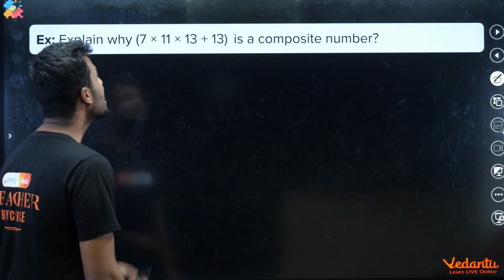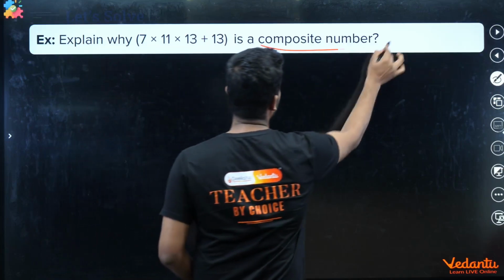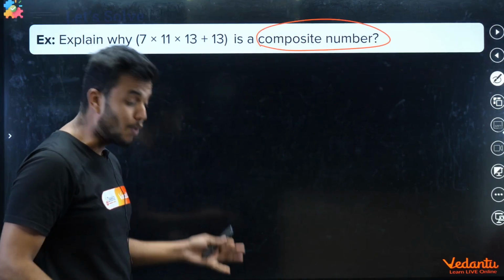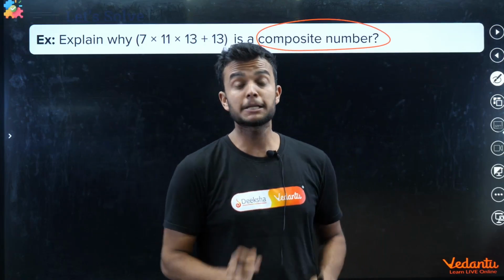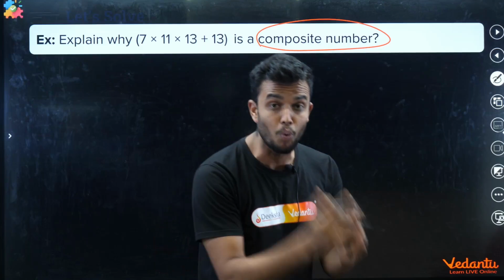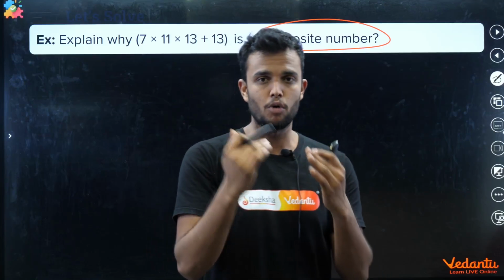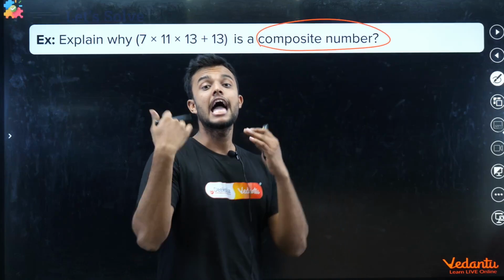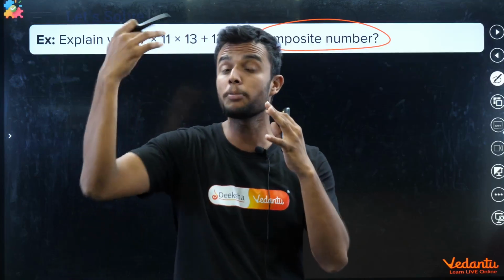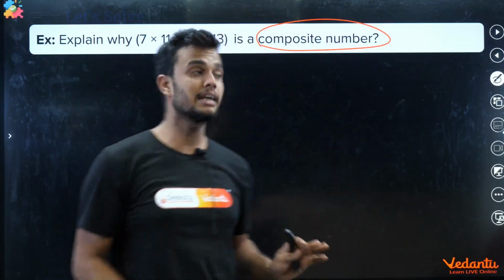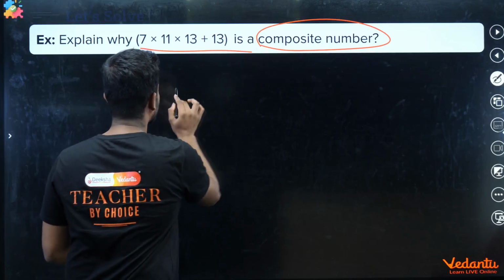First one, explain why the given number is a composite number. We need to find out whether it is composite. What is a composite number? If the number has prime factors other than 1 and itself, that is, it has more prime factorization, those numbers are called composite numbers. Come on, let's find out.